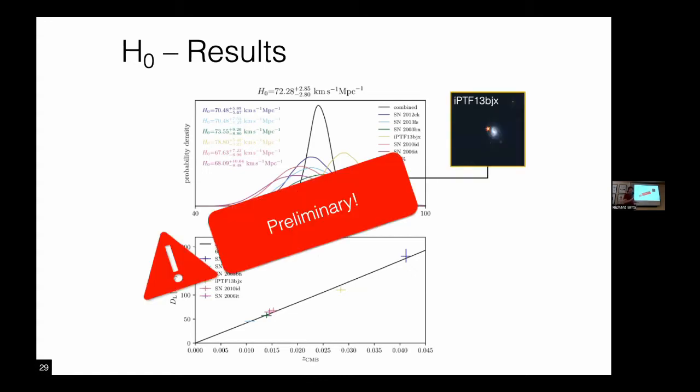But this is still preliminary. So the study will be published relatively soon with a few more supernovae inside. So don't cite these values at the moment.